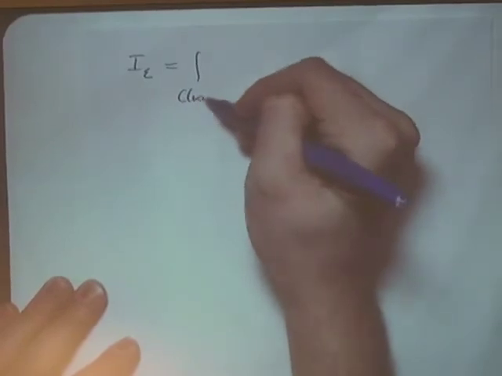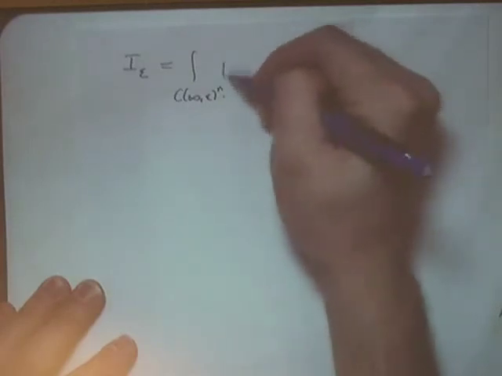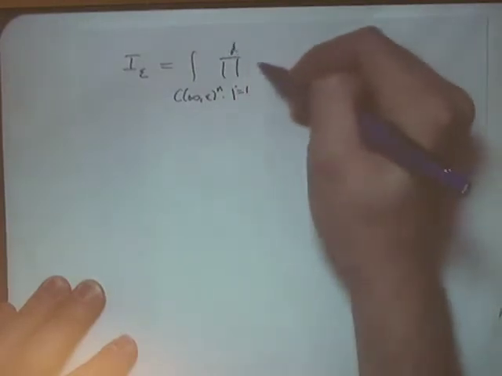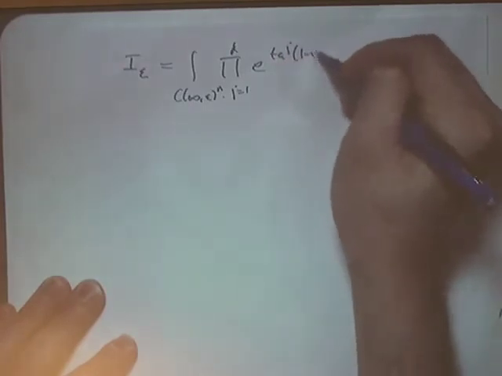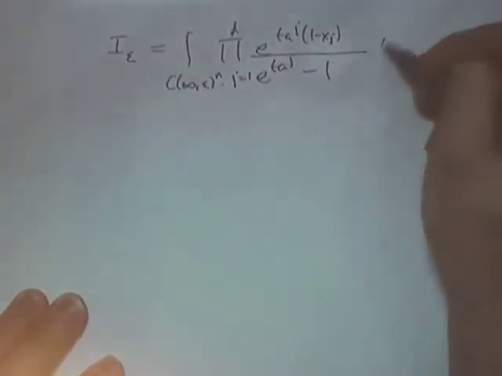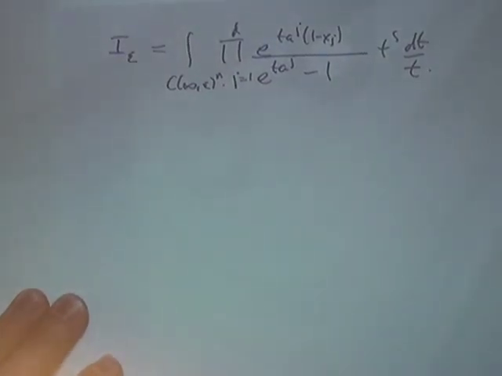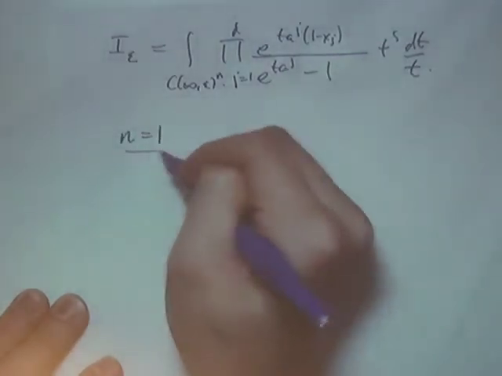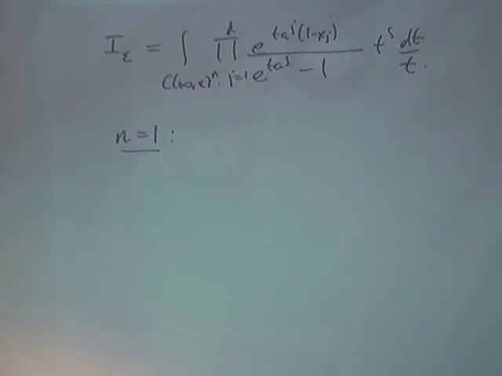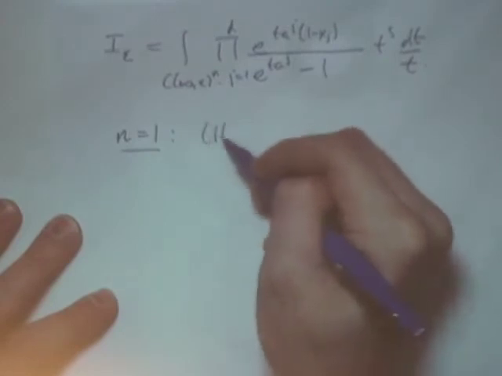Let me set I epsilon equal to the integral over the Hankel contour to the power n of what I had before. The product as j runs from 1 to d of e to the t a^j (1 minus xj) divided by e to the t a^j minus 1, t to the s dt over t. All right, and now the cases n equals 1 and n greater than 1 diverge. Let's look at the case n equals 1 for a moment, in which case we know everything is well. In this case, this is the case of Hurwitz zeta functions, by the way.